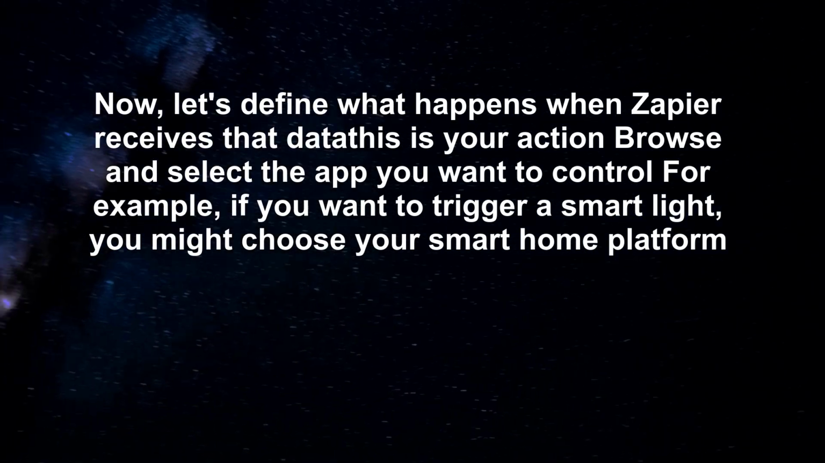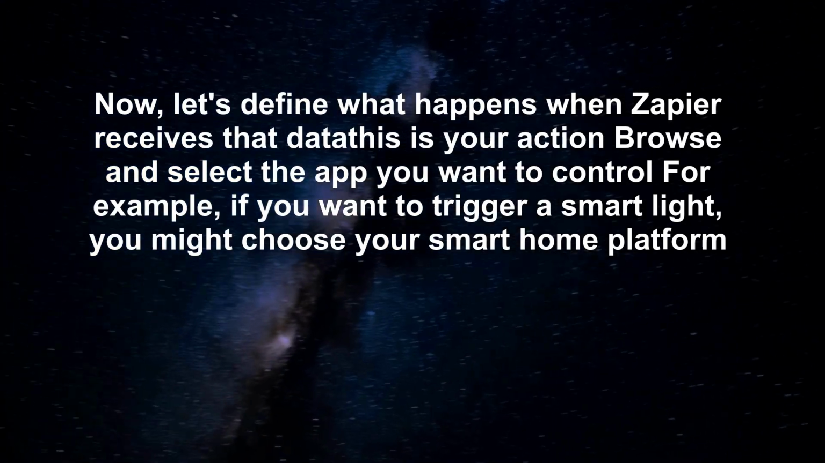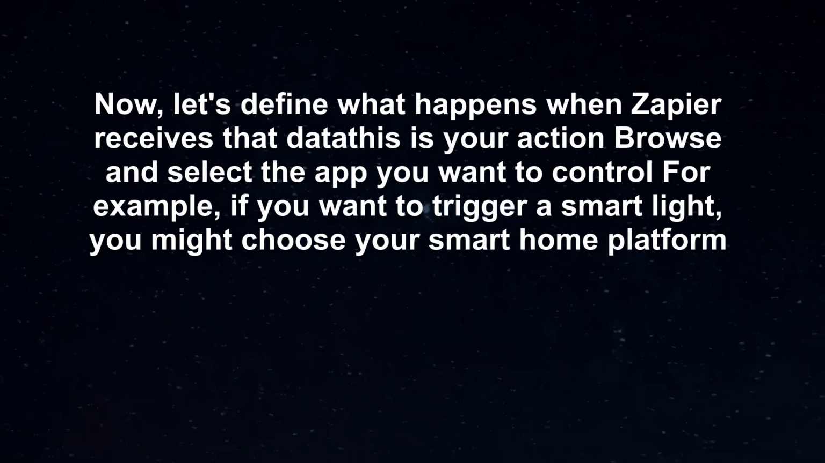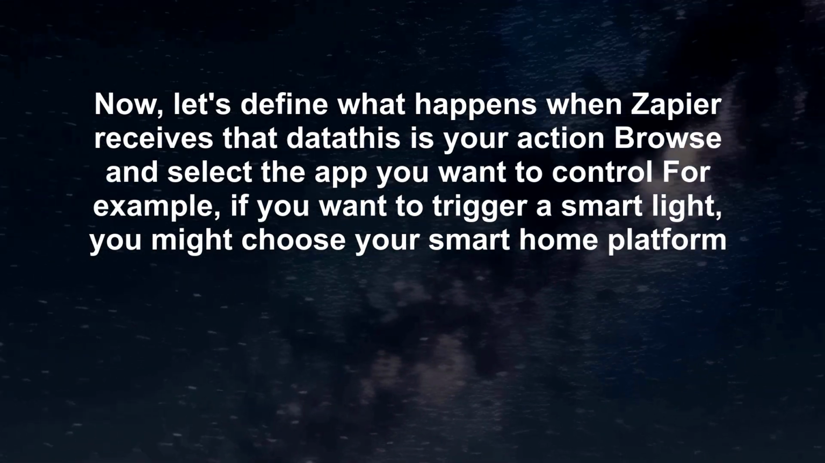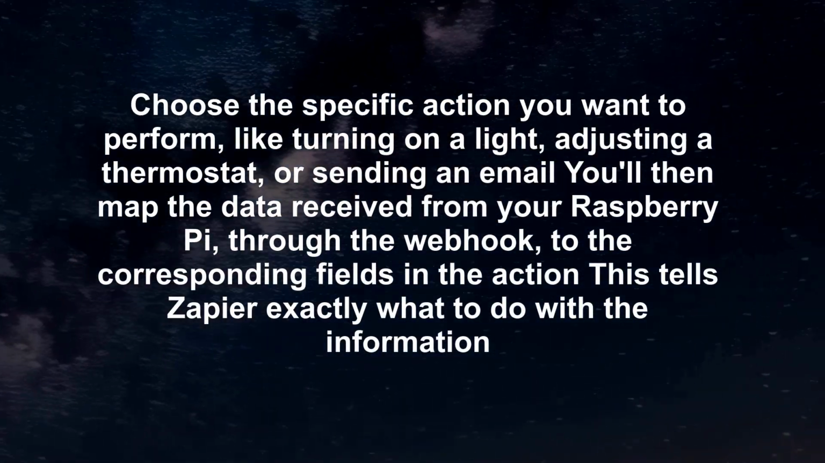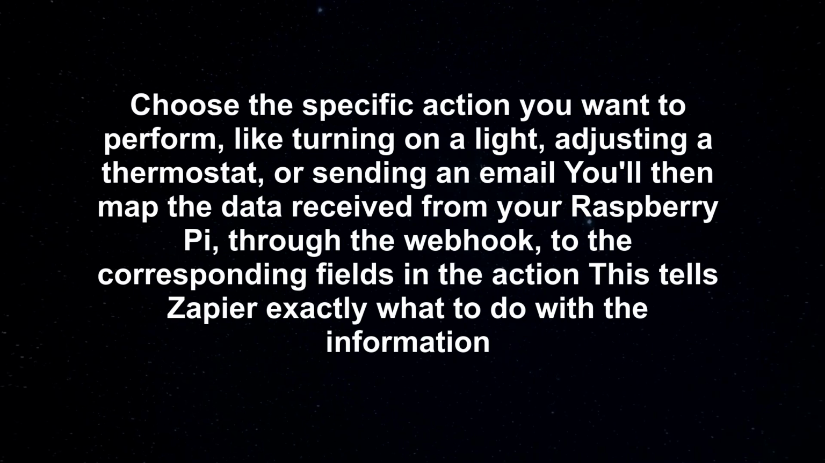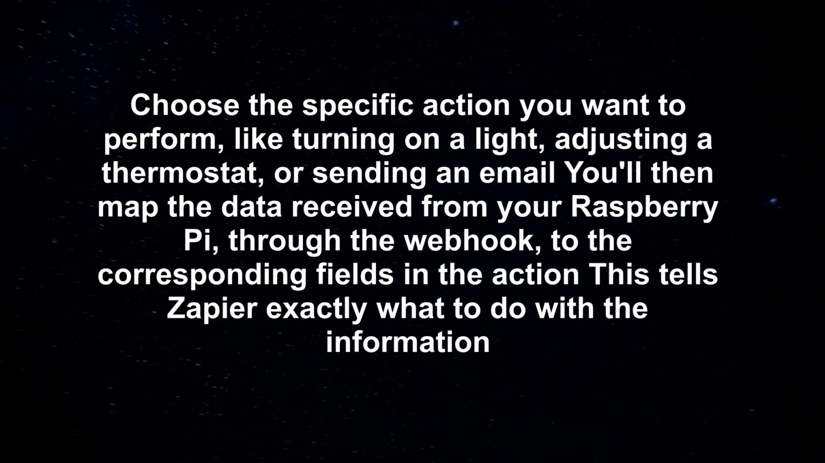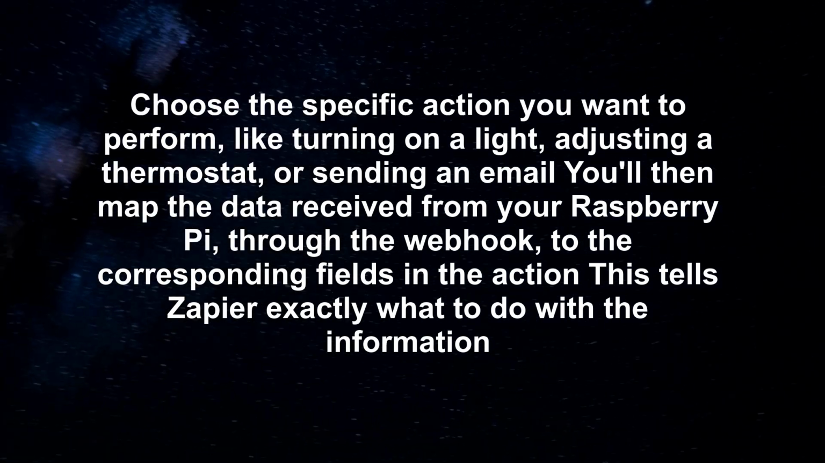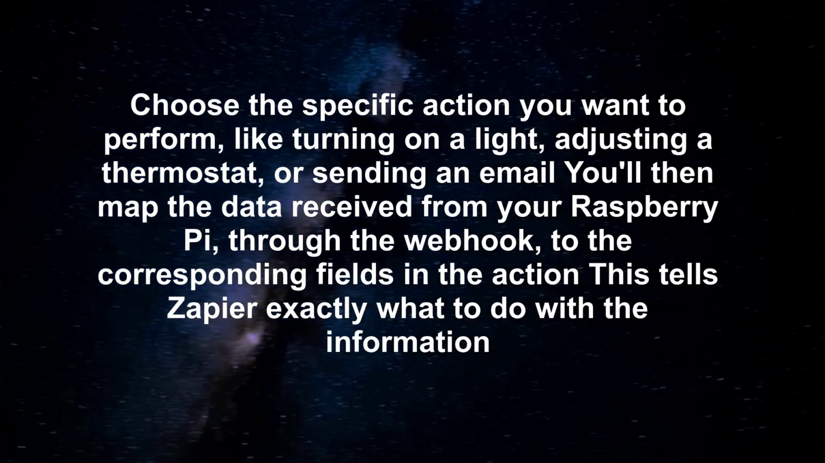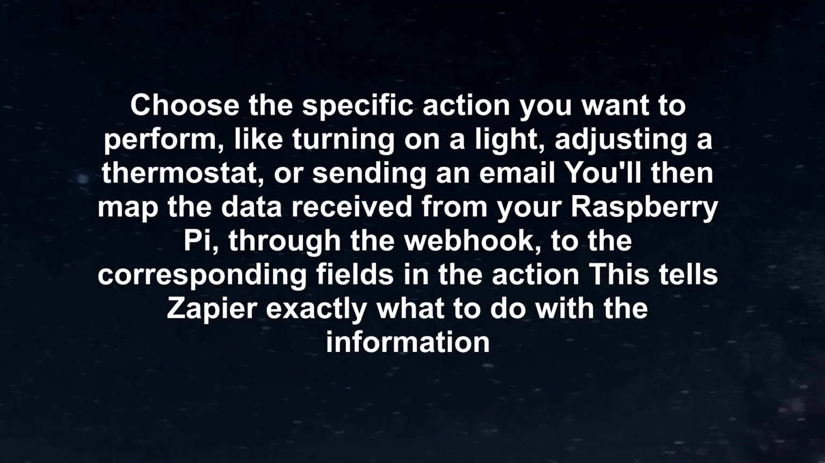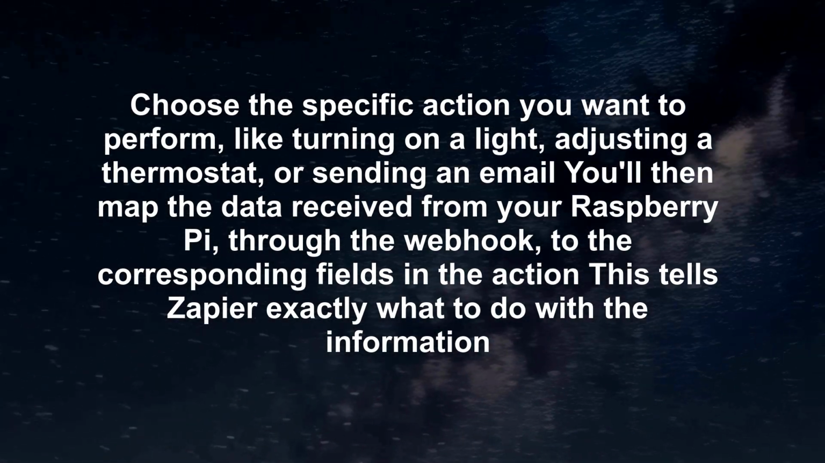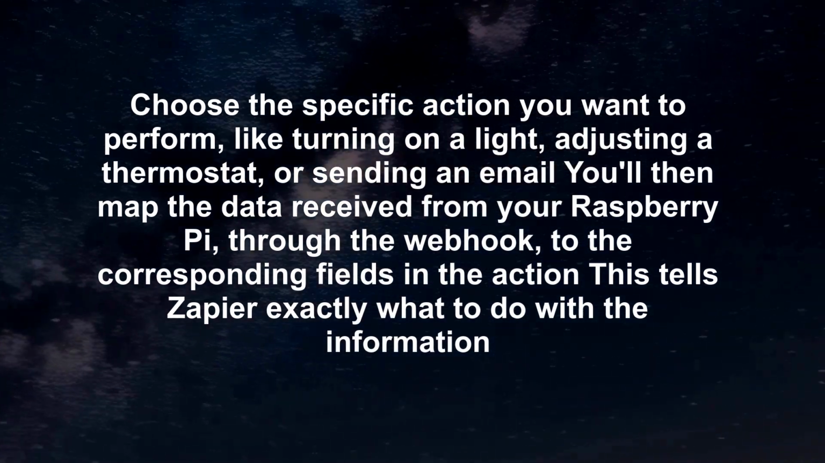Now, let's define what happens when Zapier receives that data. This is your action. Browse and select the app you want to control. For example, if you want to trigger a smart light, you might choose your smart home platform. Choose the specific action you want to perform, like turning on a light, adjusting a thermostat, or sending an email. You'll then map the data received from your Raspberry Pi through the webhook to the corresponding fields in the action. This tells Zapier exactly what to do with the information.